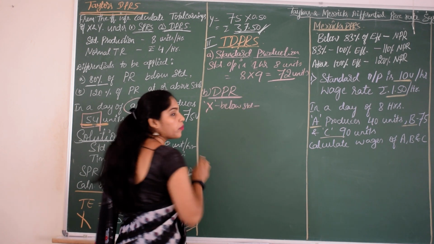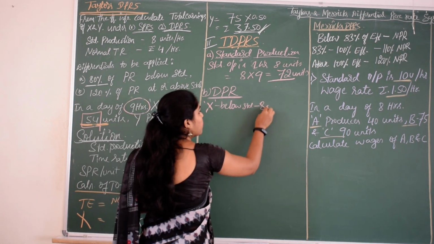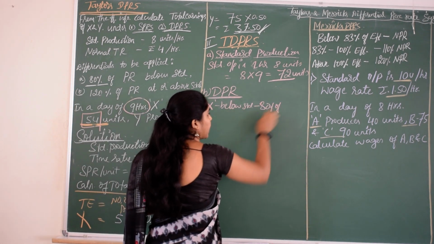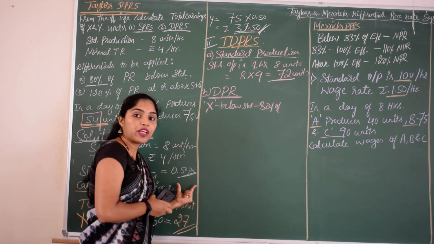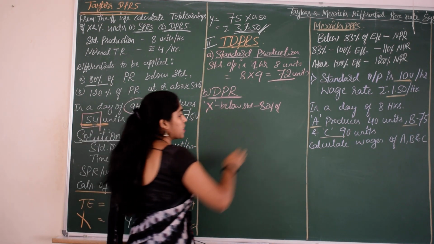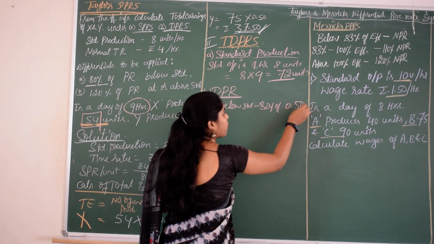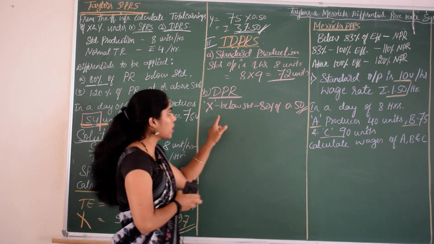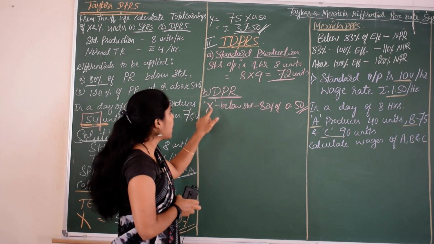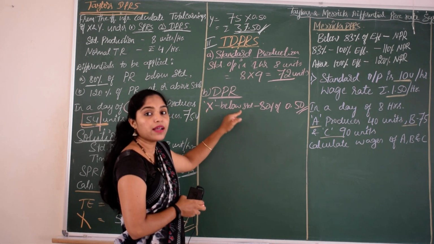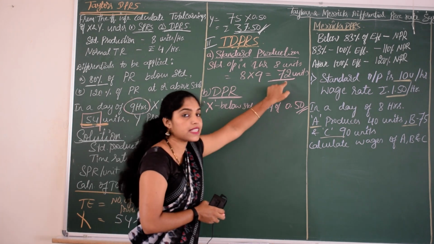So below standard means he is going to get 80% of the piece rate. What is the piece rate? 50 paise is the straight piece rate. So he will get 80% of 0.50. I hope you are understanding this. X comes under below standard because his performance is less than the standard.